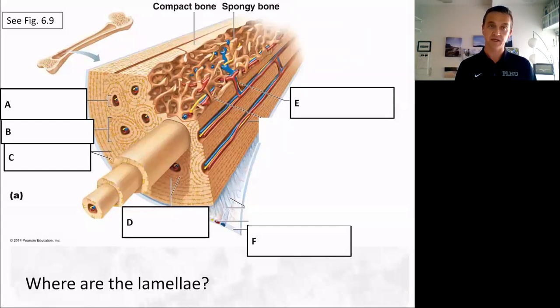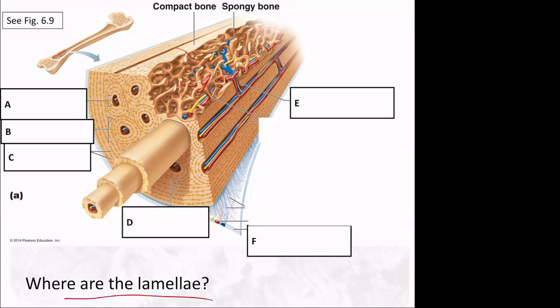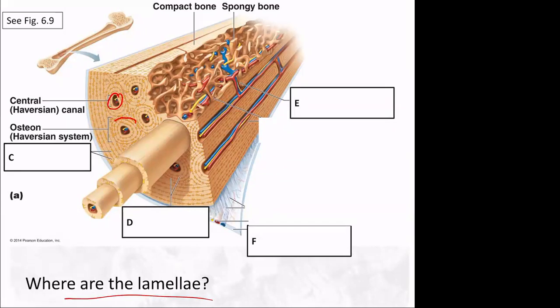All right, so here's what it looks like. Again, I would recommend you pause this, see if you can label these structures, okay? And we'll go ahead and jump in. All right, so we'll look at these. The question here, which one is the lamellae? Okay, we'll get to that. So A is that central canal, right? We see that right there. B is an osteon, right? There's one osteon there. You can see how there's multiple osteons together there.